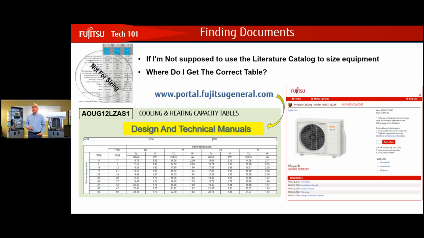Okay. So this is where we find it, the Design and Technical Manual, via the portal, portal.fujitsugeneral.com. Then you can see the page that pops up. There's your equipment once you decide what it is, and you can see the documentation. Even if it's a retired model, you can still find the documentation.